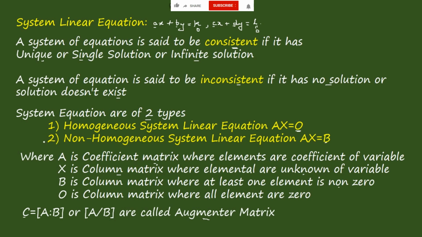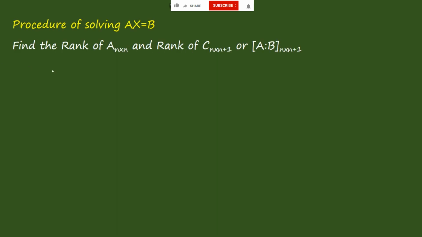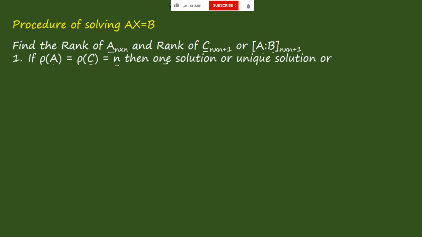Now we'll be looking at non-homogeneous system linear equations. The procedure of solving the non-homogeneous equation Ax is equal to B: first we'll find the rank of matrix A, and we'll also find the rank of C, which is A and B combined. The first case is if rank of A is equal to rank of C, which is equal to n, then there is one solution or unique solution, and that equation is consistent.